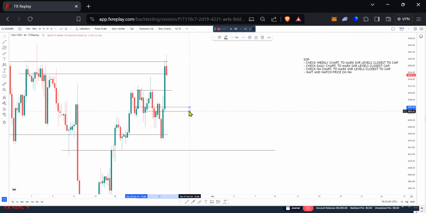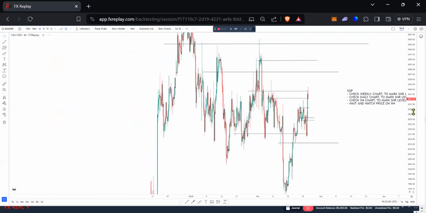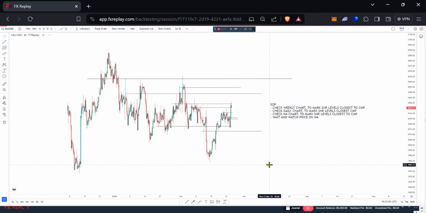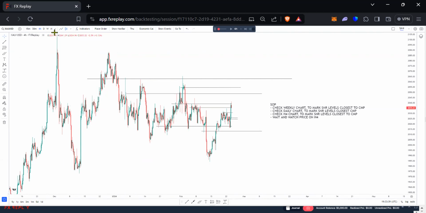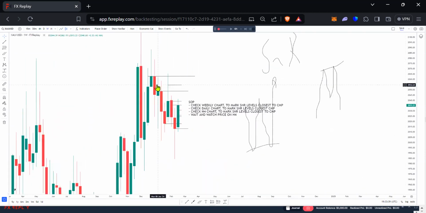When price comes here, you remember that all these levels we marked on the H4 chart did not come from the H4 time frame alone. Some of them, we drew from the weekly time frame. For example, this one from the weekly, this one from the weekly, this one from the weekly.